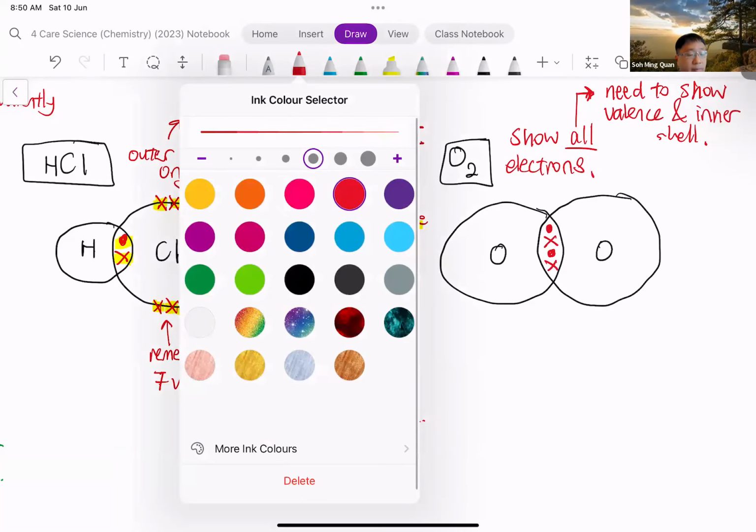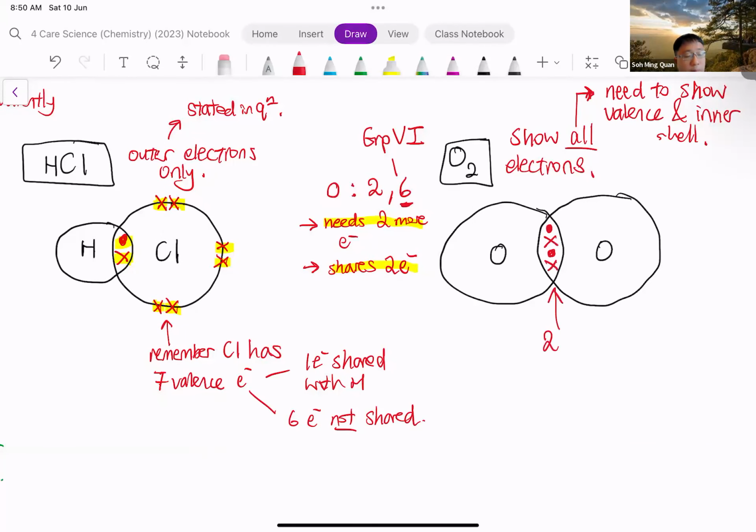So what do you notice? 2 pairs of electrons are shared, right? 2 pairs. We call this 2 bonding pairs. Now, 2 pairs of electrons, of course, is a total of 4 electrons shared. 2 from each atom.